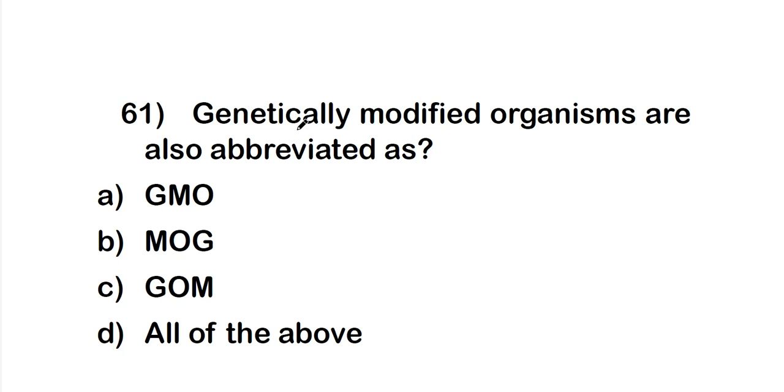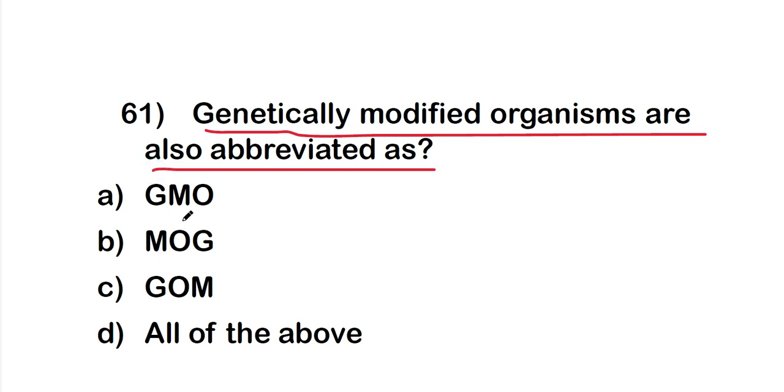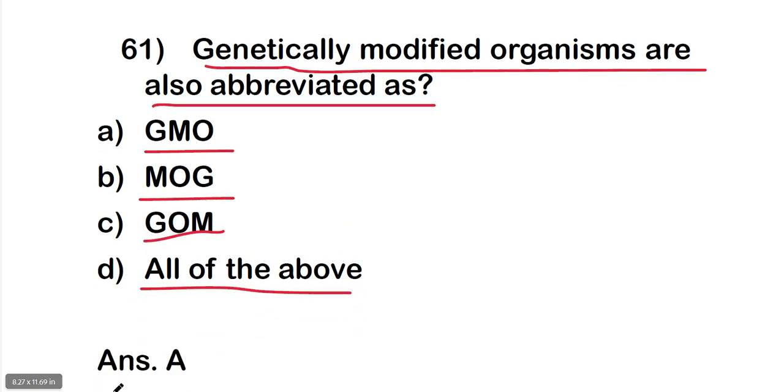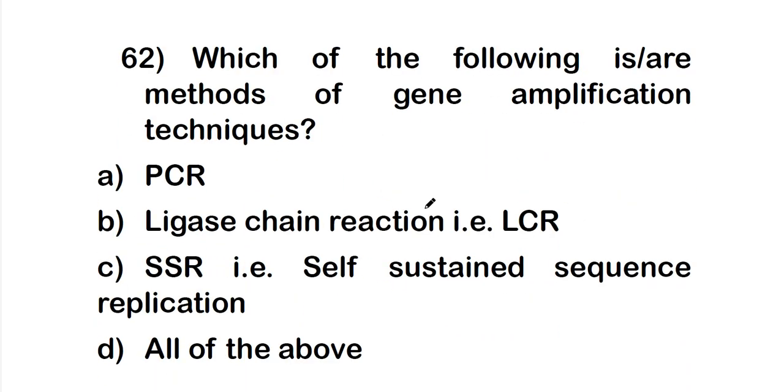So the first question of this video: genetically modified organisms are also abbreviated as option A, GMO, option B, MOG, option C, GOM, or option D, all of the above. The right one is option A, that is GMO. So genetically modified organisms are abbreviated as GMO. Okay, so let's move on to the next question.